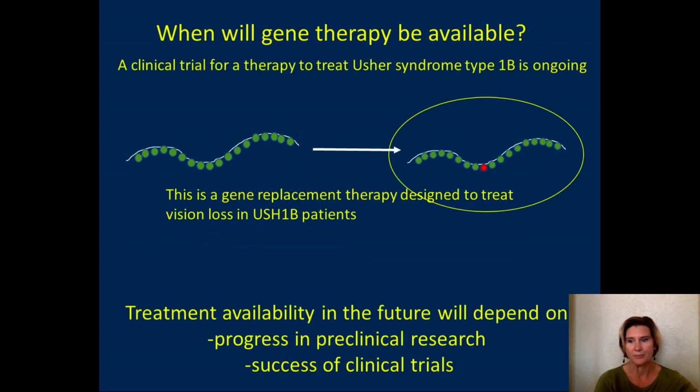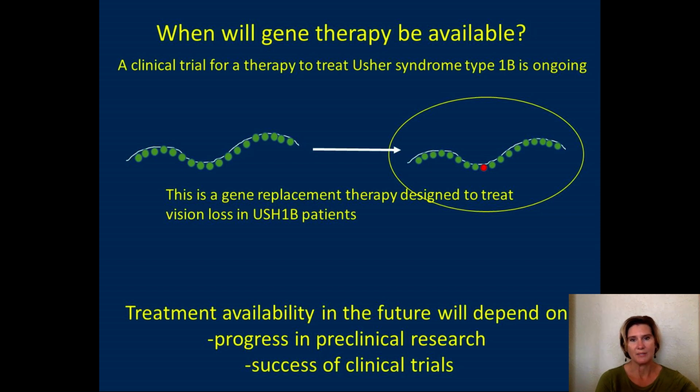Regarding Usher syndrome, there's currently one clinical trial underway right now that's a gene therapy to treat Usher syndrome type 1B. The approach that they're using is the first one that I described, where it's a gene replacement therapy designed to supply patients with a better copy of the USH1B gene than what they were born with.